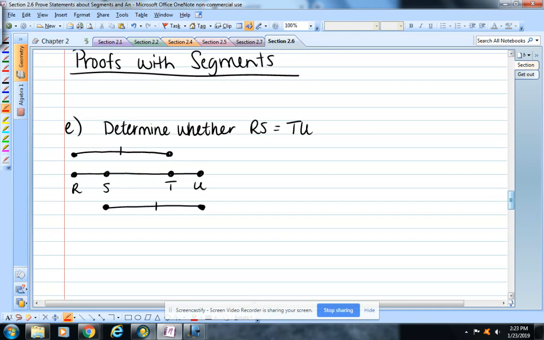All right, let's talk. We haven't done any with line segments yet. So we've all done proofs with angles. Now we're going to do just a couple. Y'all, when I say a couple, that means two. Okay? So we got two more proofs to do with line segments.